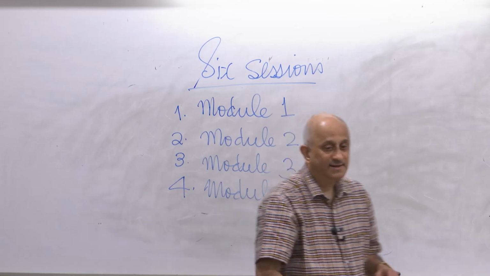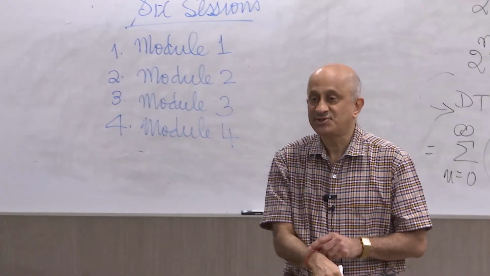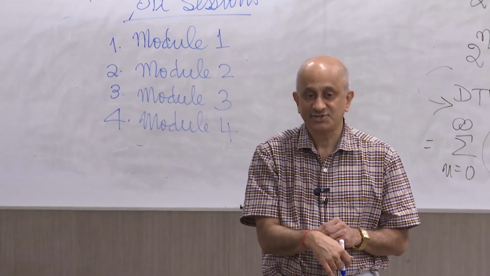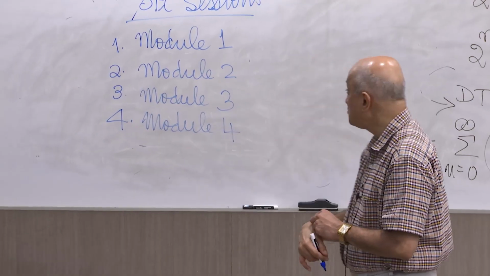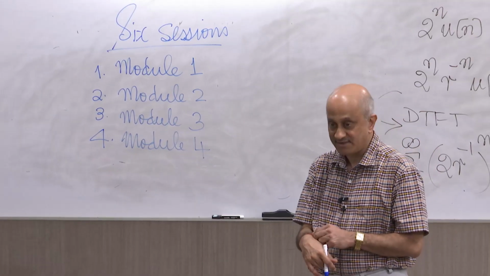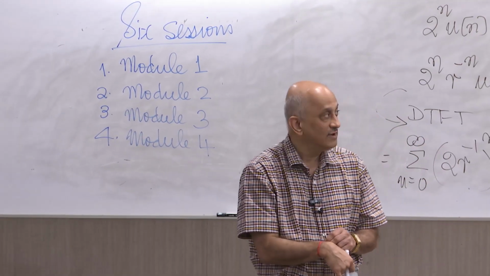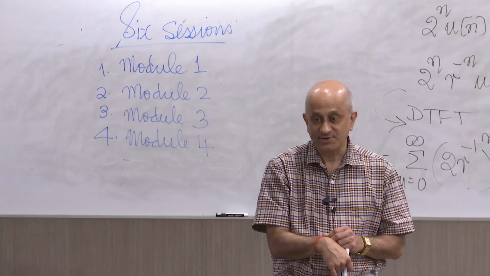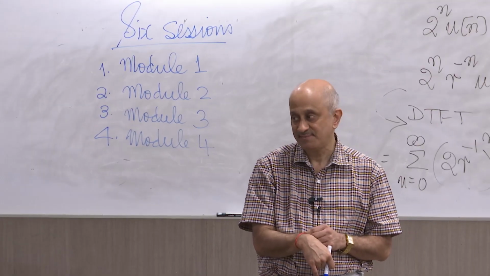What is module 1? Signals and systems in their natural domain. What is module 2? The Fourier transform. What is module 3? Sampling and reconstruction. And what is module 4? The Laplace transform and the Z transform. Does that make 4 sessions? Is that right?